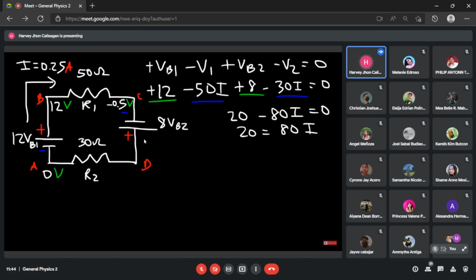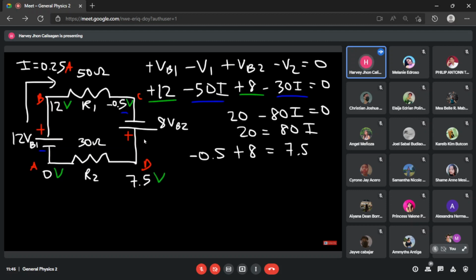Now, what about the potential at point D? So we have a battery that's 8 volts, and this is the positive side, which means that this side is going to be 8 volts higher than that side. So if we take negative 0.5 and then add 8 volts to it, this will give us 7.5. So that's the potential at point D.